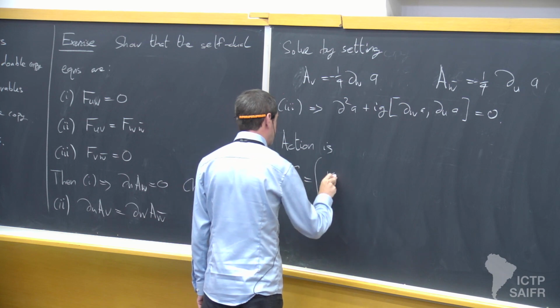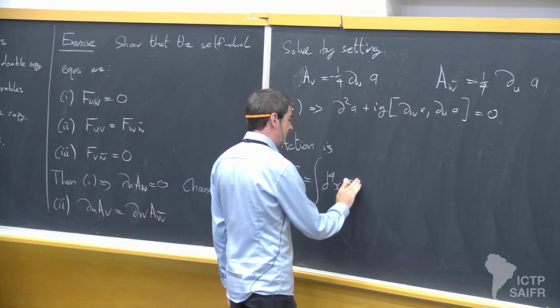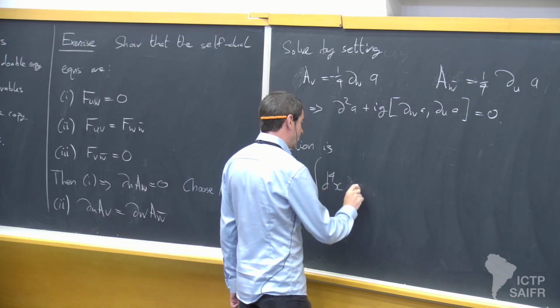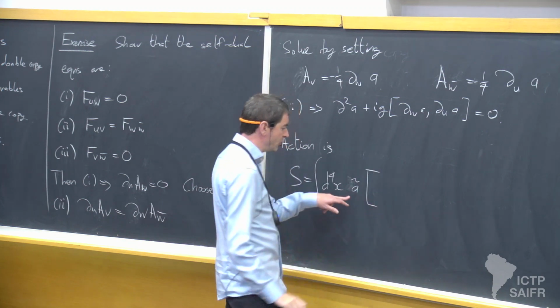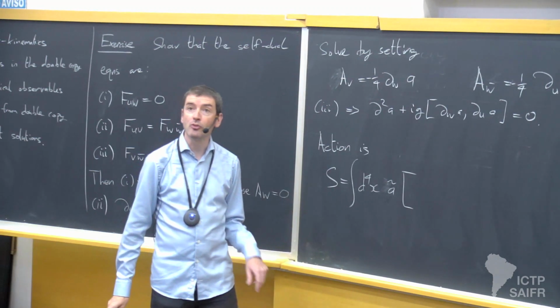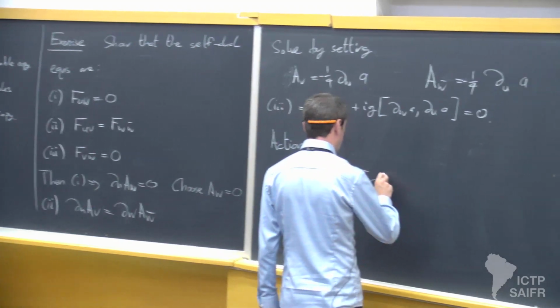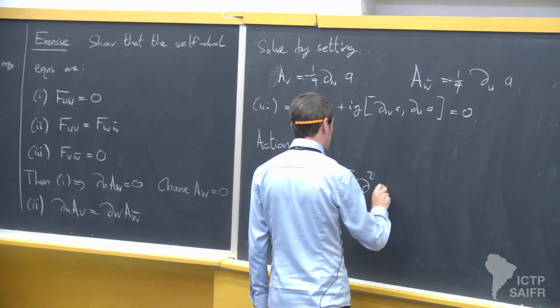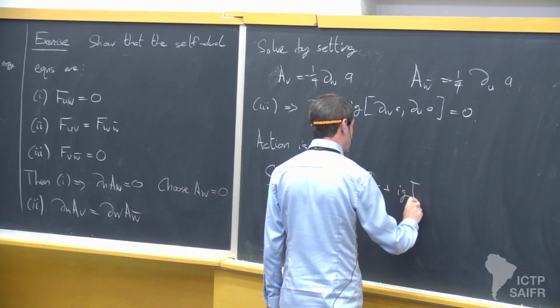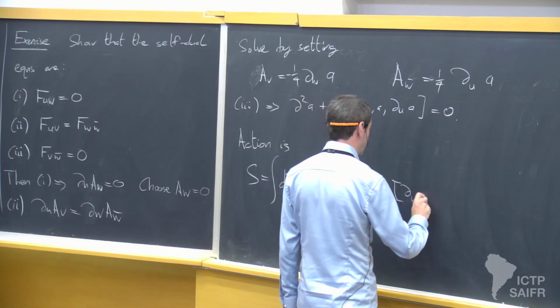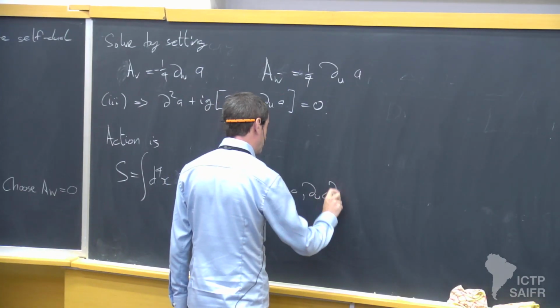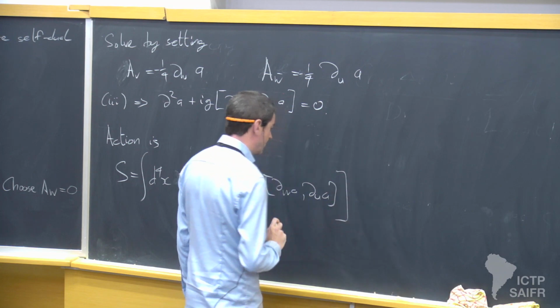So it's an integral d4x. Yeah, now let me see. So an action that we can write down just introduces an A twiddly, which is basically a Lagrange multiplier. D squared A plus IG, and then this commutator, dWA, dUA. That's our action principle.